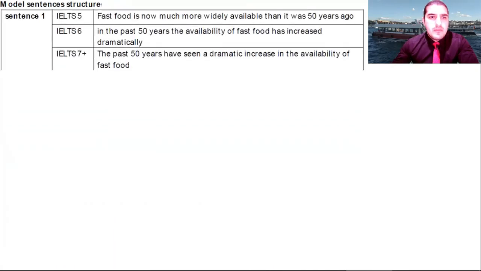Okay, fast food, IELTS 5. Fast food is now much more widely available than it was 50 years ago. In the past 50 years, the availability of fast food has increased dramatically. The past 50 years have seen a dramatic increase in the availability of fast food.